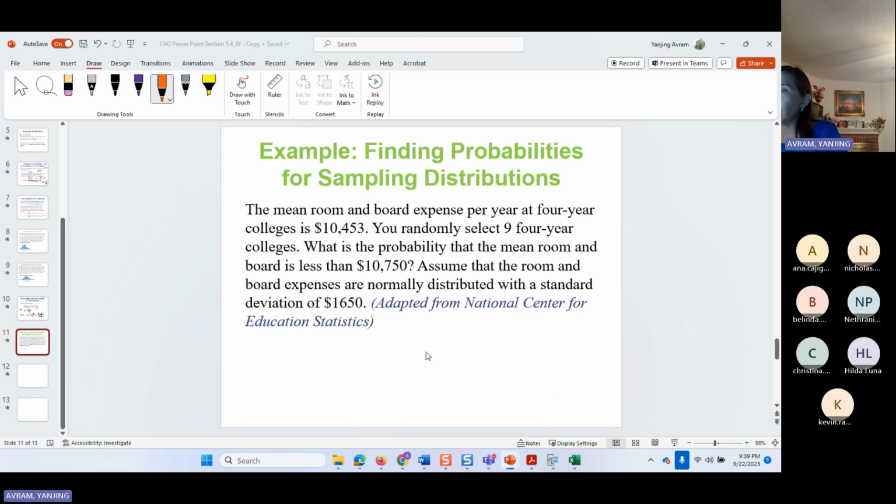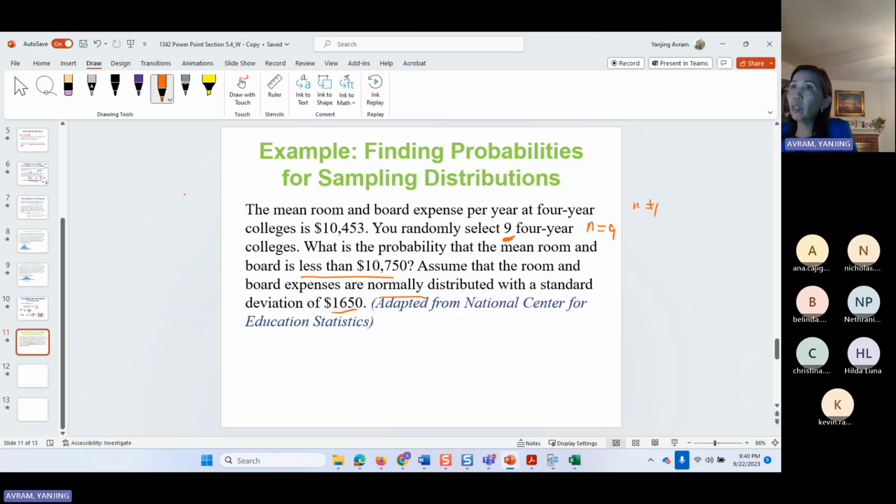This is the last question for tonight. Finding the probability for a sampling distribution. The mean room and board expense per year at 4-year colleges is $10,453. You randomly select 9 colleges, not just one. So your n here is 9, not just equal to 1. What is the probability that the mean room and board is less than this amount? Assume these are normally distributed, with this standard deviation.